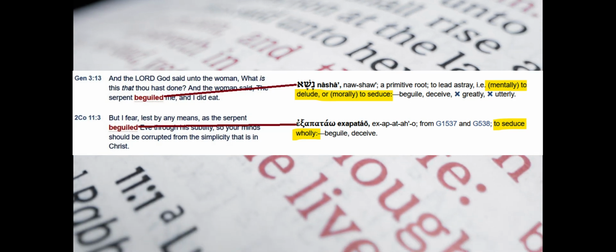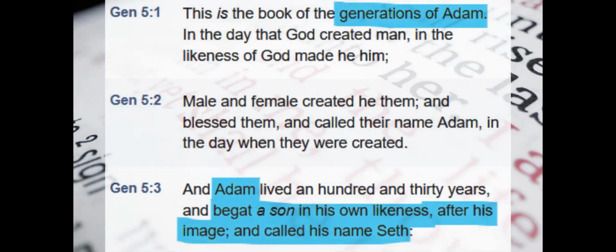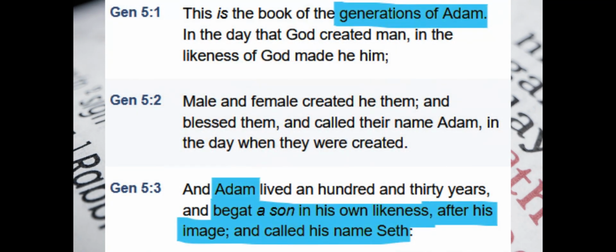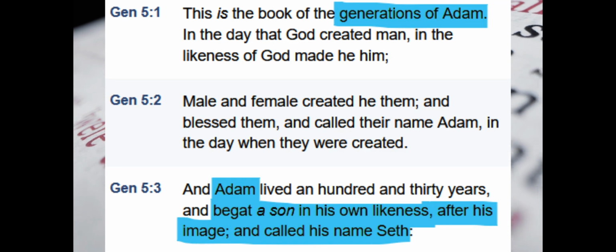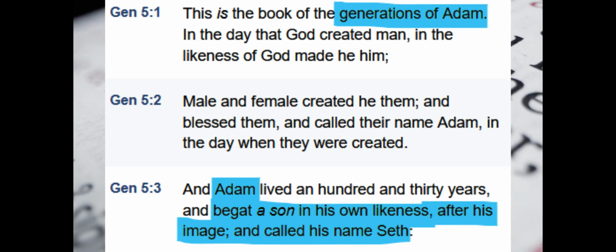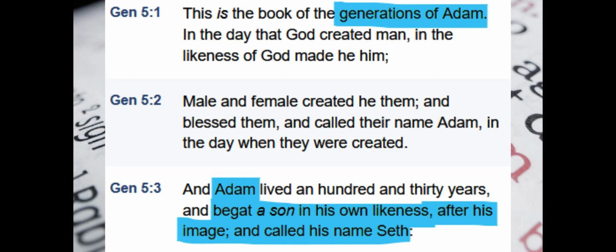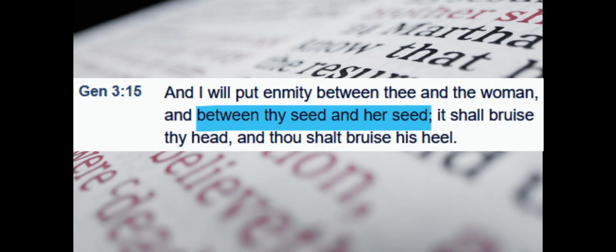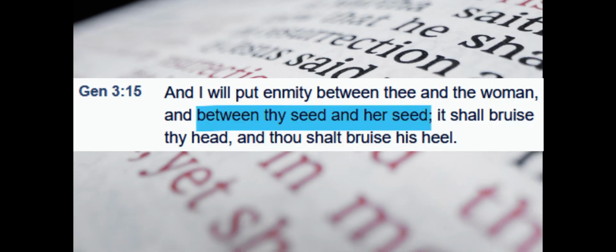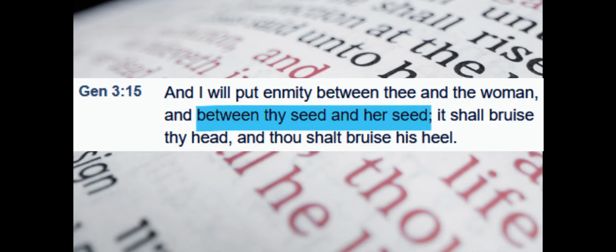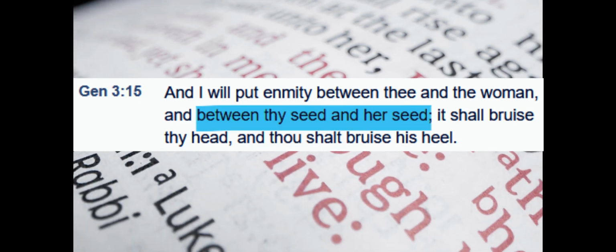Now keep this truth in your mind as you read these scriptures to see if the verses expound on this truth. Notice in Genesis 5 verses 1 to 3. Cain is not mentioned in the generations of Adam. In Genesis 3 verse 15 there is a clear distinction between the serpent's seed or offspring and Eve's seed or offspring.